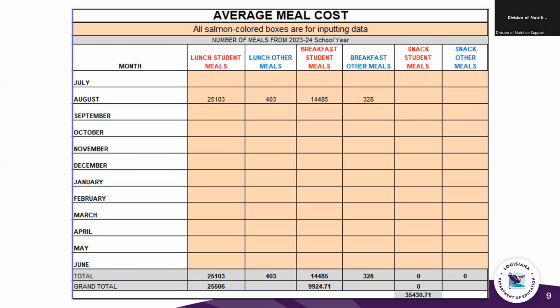Now here's a screenshot of the average meal cost tool. For each month, input the number of student lunches and the number of other lunches. Those are your adults, non-students. Put the total number of student breakfasts and the total number of other breakfasts, if applicable, and put the total number of student snacks and other snacks. In this example, there were no snacks.